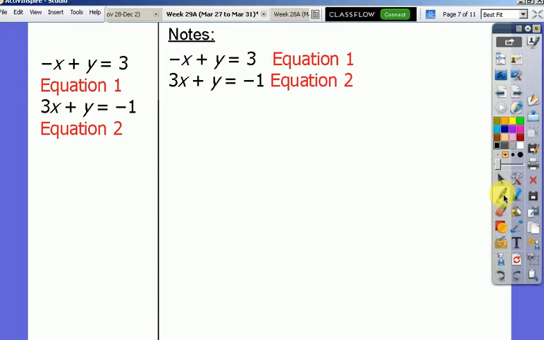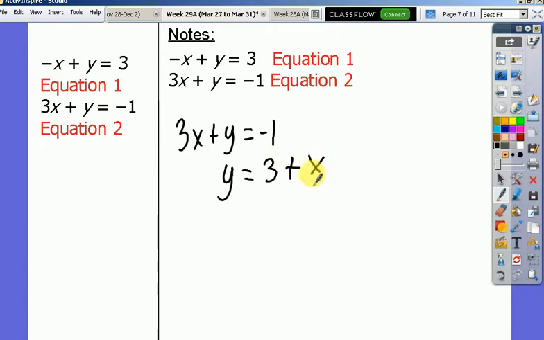So how do I get y by itself in the top one? Add x. So I have a new system. 3x plus y equals negative 1. And then what's my other one? Y equals 3 plus x. You just added x, right? Okay. Now I do substitution. So what am I going to substitute where? Yep. I'm going to substitute this y in for this one. Does anybody have questions so far?